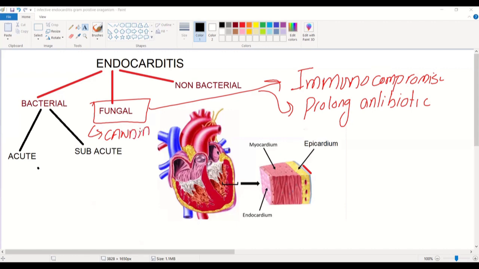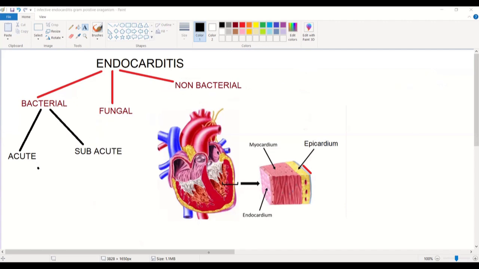So we will discuss the non-bacterial endocarditis. It has a special name, non-bacterial thrombotic endocarditis. Right? We will discuss this. I made another slide for that, for non-bacterial endocarditis. Right? Yes. Okay.